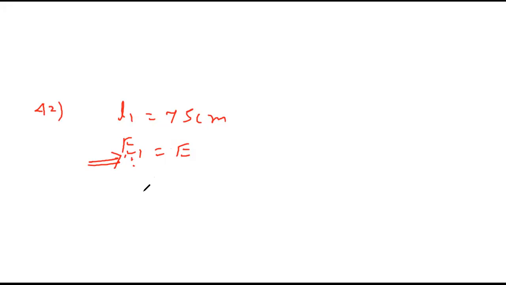Of potentiometer wire. For a standard cell of EMF 1.02, the balancing length is 50 centimeter. So for the standard cell, the new E2, its balancing length is 50 centimeter. Find the value of E. Have you followed the data first?